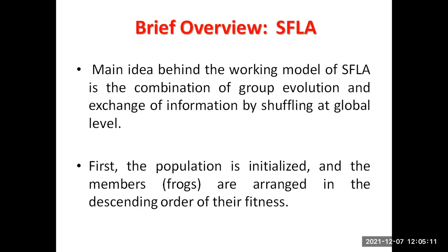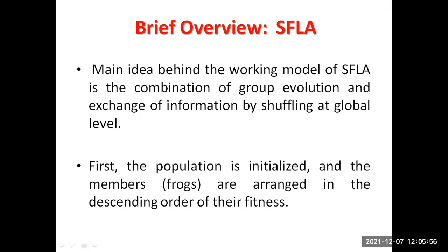Now the basic overview of this SFLA. The main idea behind the working model of the SFLA is the combination of group evolution and exchange of information by shuffling at the global level. So basically, in the shuffle frog leaping algorithm, when these frogs are located in a colony, they are exchanging their information. When they are working, they are sharing where the actual location of the food is. Based on that information, other frogs move in different directions. So that is how they are locating the food.